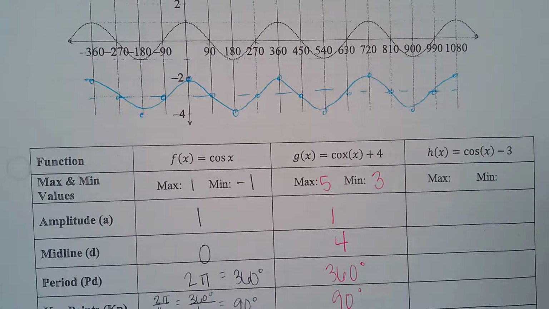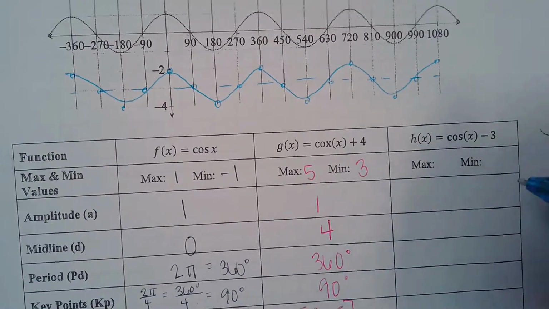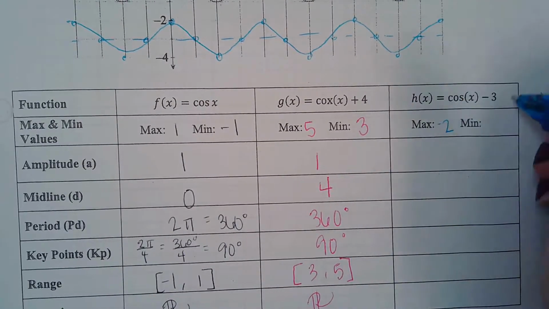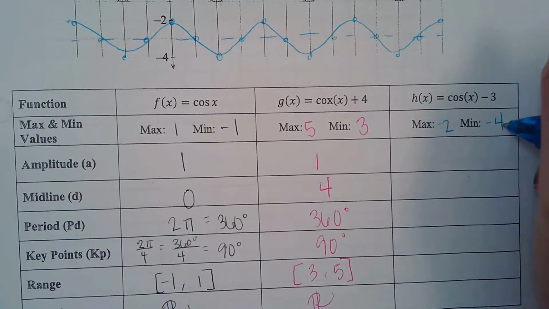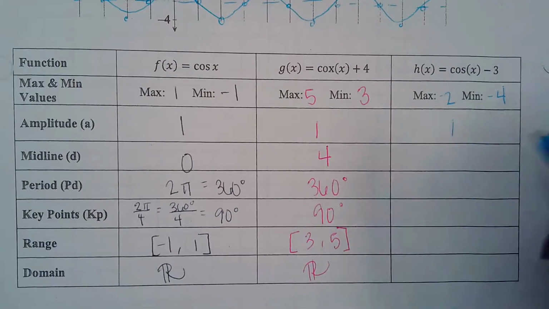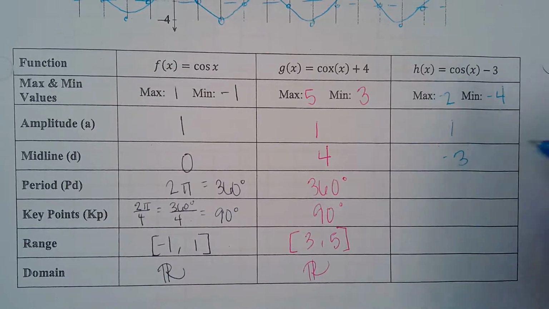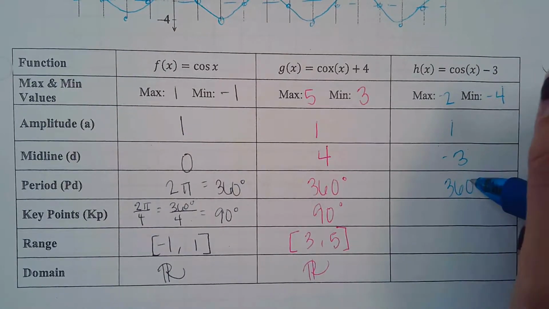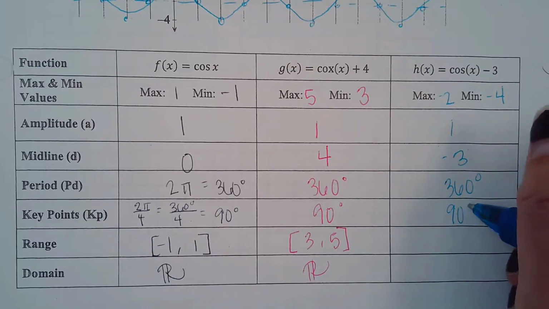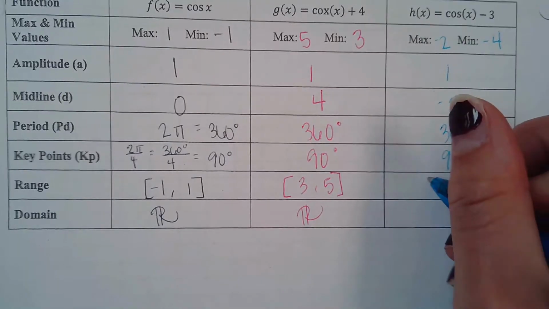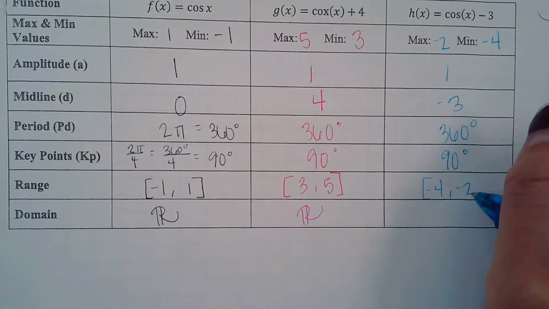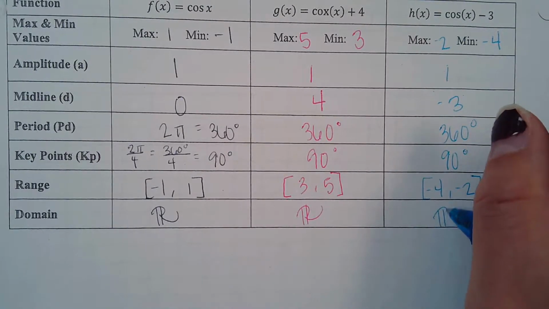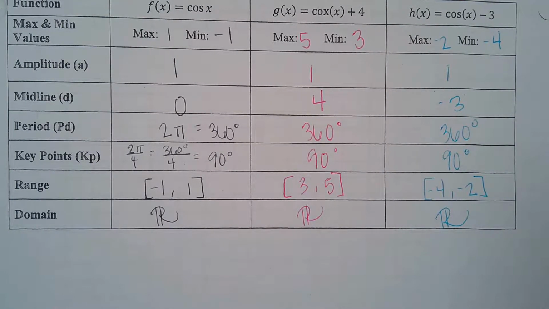So, are we good with the graph there? Okay, so what's your max now? Negative 2. Your min? Negative 4. Your amplitude? Your midline? Negative 3. The period? 360. Key points? Happen every 90. Your range? And domain? So we're all good? Is it coming back to us?